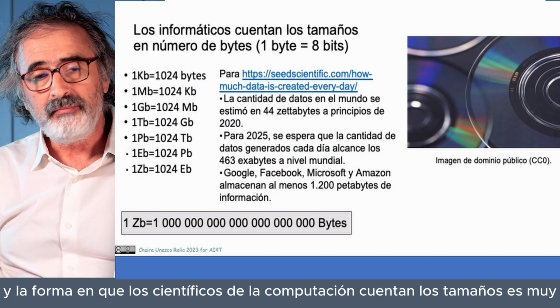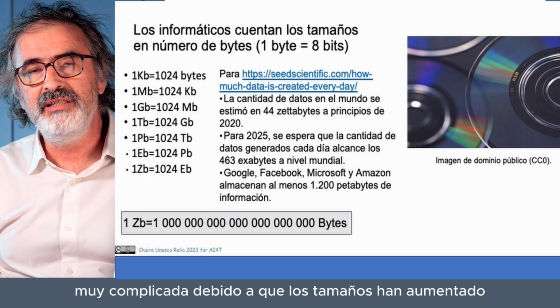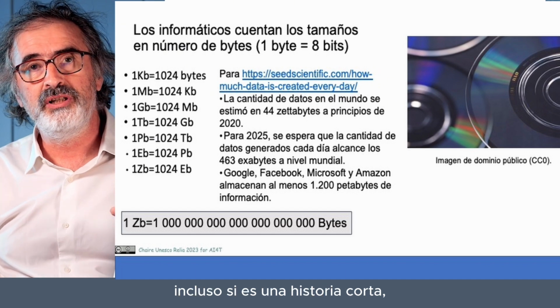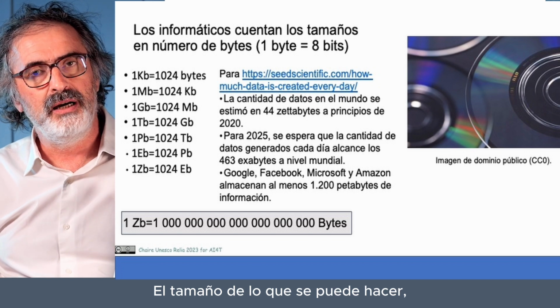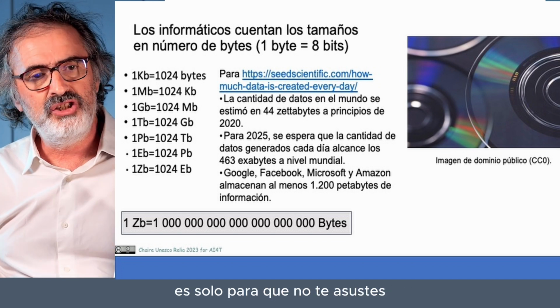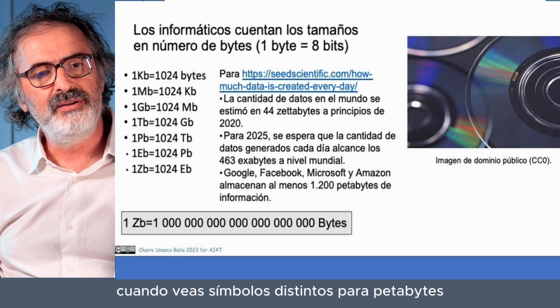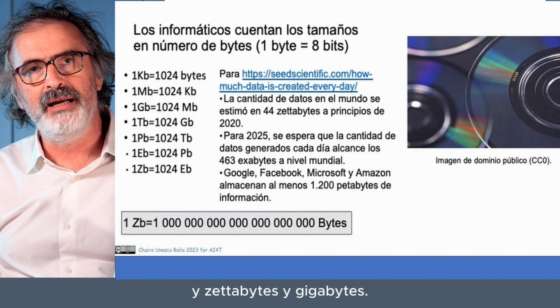because the sizes have been rising over the history of computer science, which, even if it is a short history, has still increased the size of what could be done in a huge way. I am not going to detail this. It is just so that you are not scared when you see different symbols indicating petabytes and zettabytes and gigabytes.